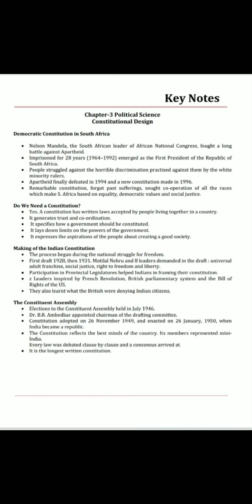So let's start with the revision. In this class, we are going to revise the second chapter of your civics, that is Constitutional Design. As you've already studied, what do we mean by the constitution? Constitution is the certain basic rules that the citizen and the government have to follow.